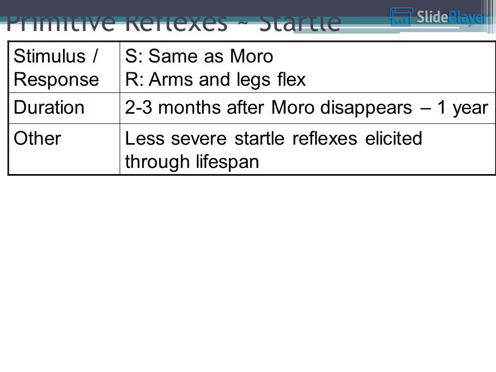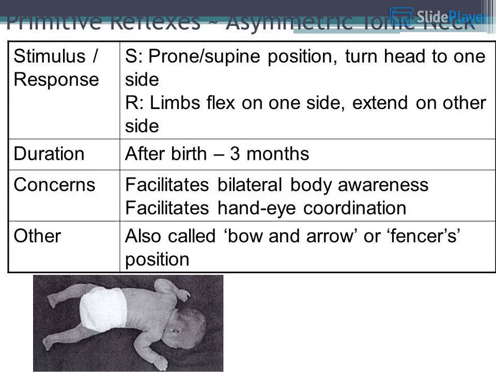Stimulus, response: same as Moro. Arms and legs flex. Duration: 2 to 3 months after Moro disappears, 1 year. Other: less severe startle reflexes are elicited through the lifespan. Primitive reflexes: asymmetric tonic neck.